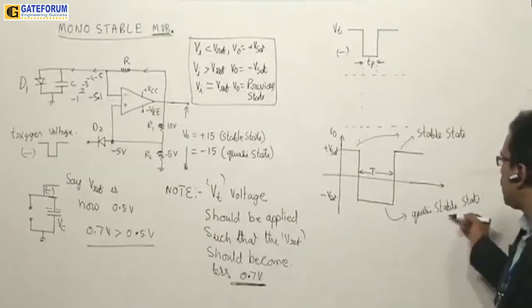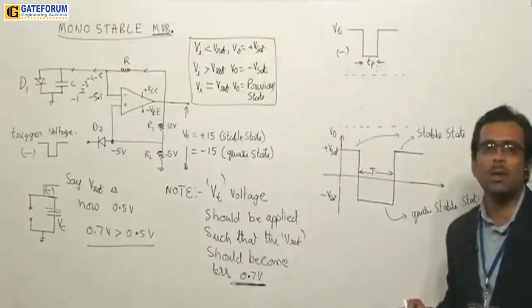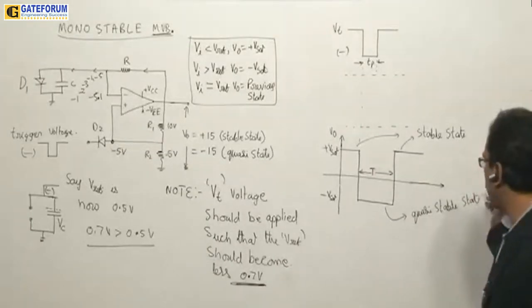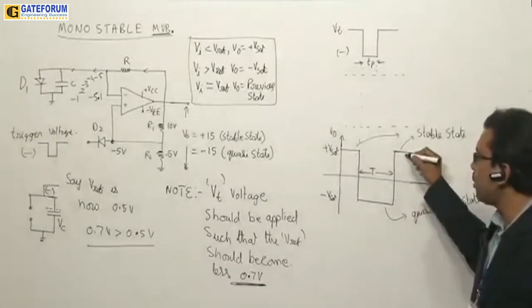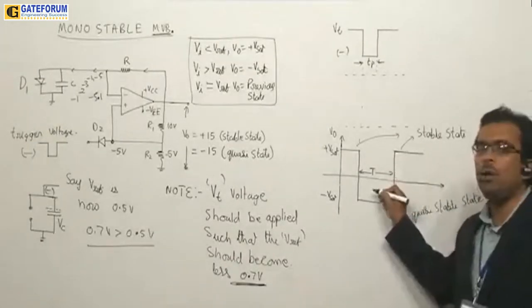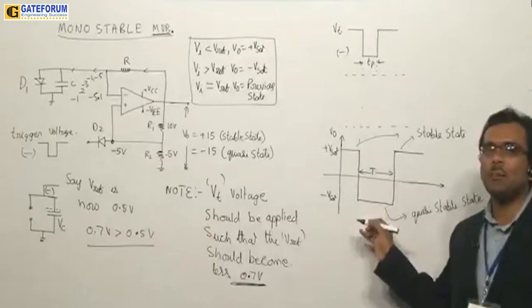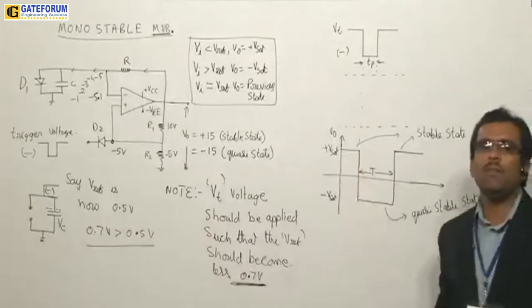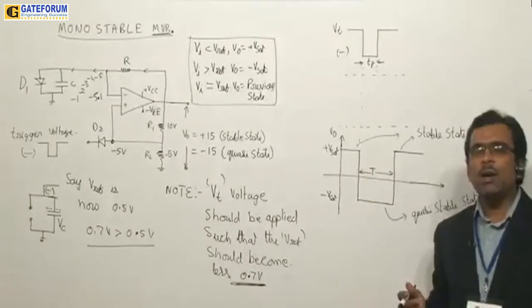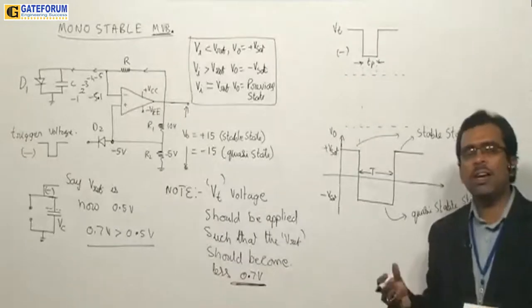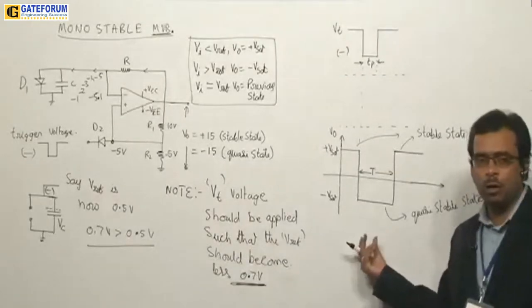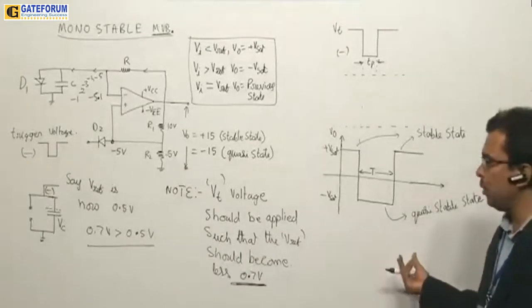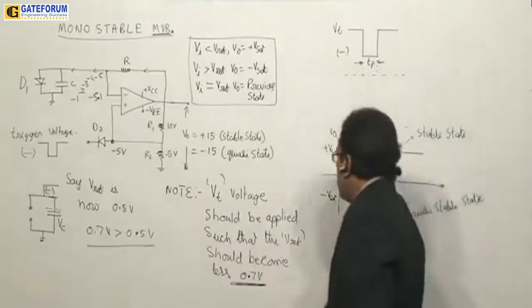So that is the reason you will find here that the output is a quasi-stable state. Once you have it like this, it will return back to this once the job is done. This time period you have to set. How do you set this time period? By selecting a proper value of RC, you can get your desired value of this pulse width, how much time you want. That is how the circuit is going to work.